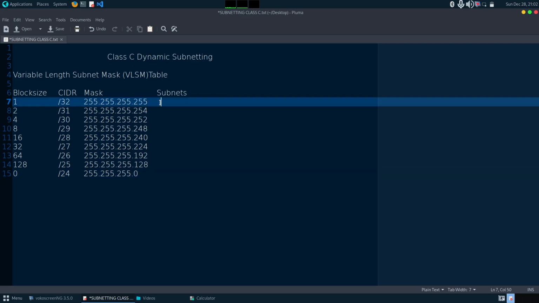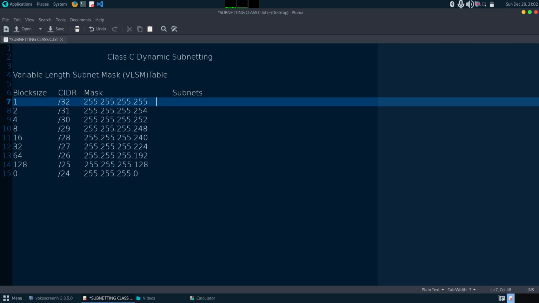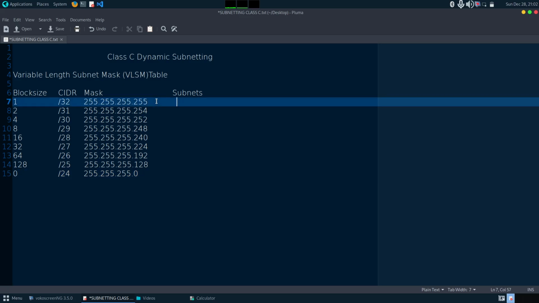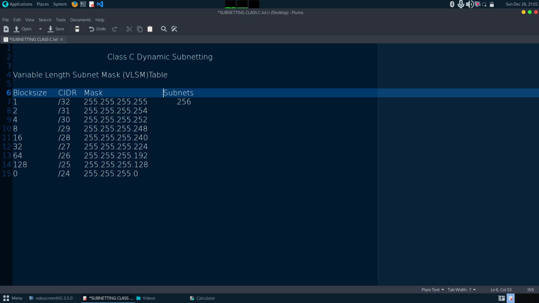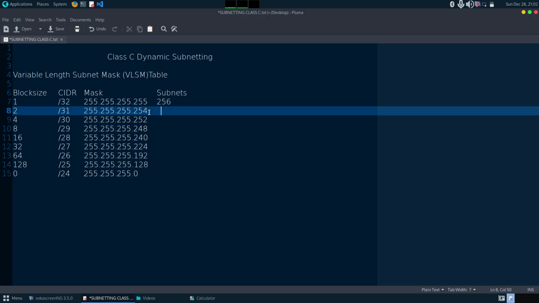In terms of knowing the subnets, it's really simple. To know the subnets, just flip the block size numbers. Remember I said the 0 is the same as 256. So when you are using a block size of 1, how many total subnets do we have? 256, just like that. I think that simplifies things. Then the other value, which is 128, here we have 128, like that.